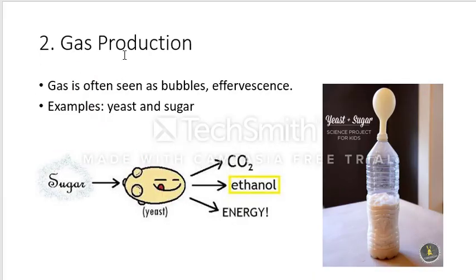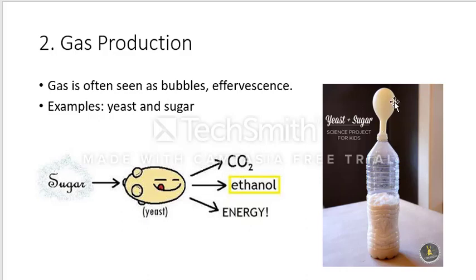Second evidence, production of gas. The most famous example about this, you know it since you were kids, it's the reaction between vinegar and baking soda. You can trap the gas that's produced by using a balloon. Here in this slide we're using an example of yeast and sugar. Yeast and sugar fermentation. You will get bubbles here formed, which is evidence of formation of a gas, which is a sign of a chemical change.